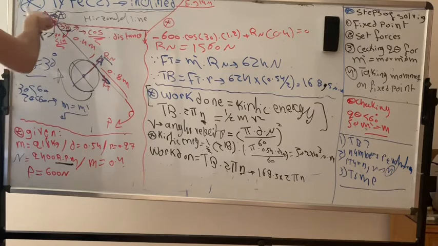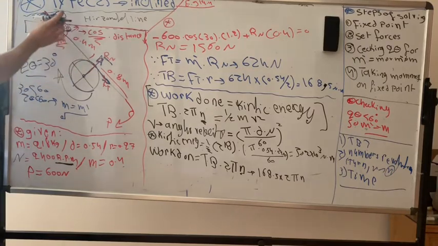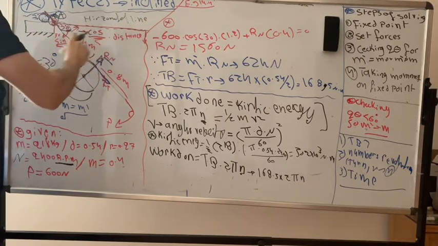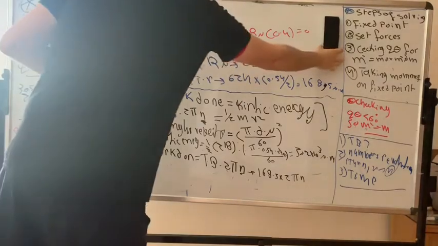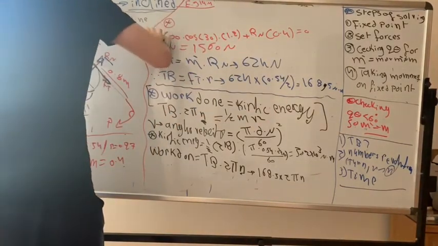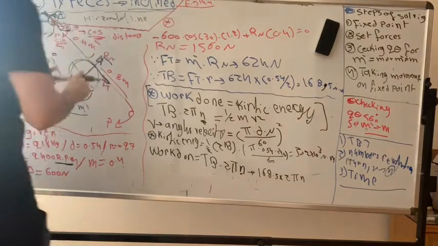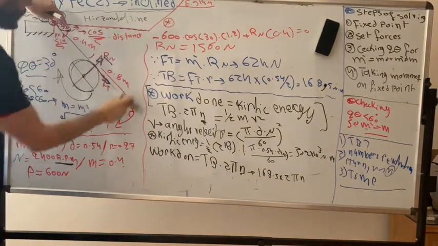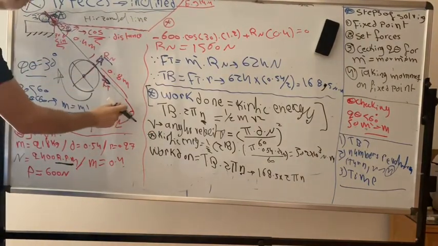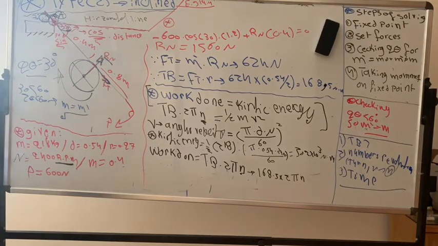Okay, I have 30 degrees here, and here was the horizontal line, but it is inclined with 30 degrees. Okay, great. So now I'm supposed to take the moment at point A.